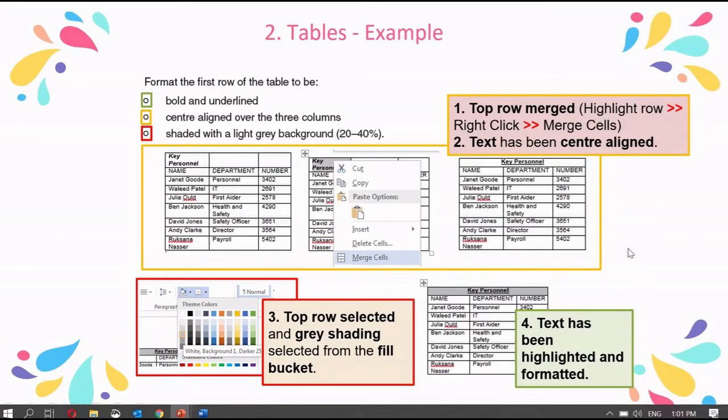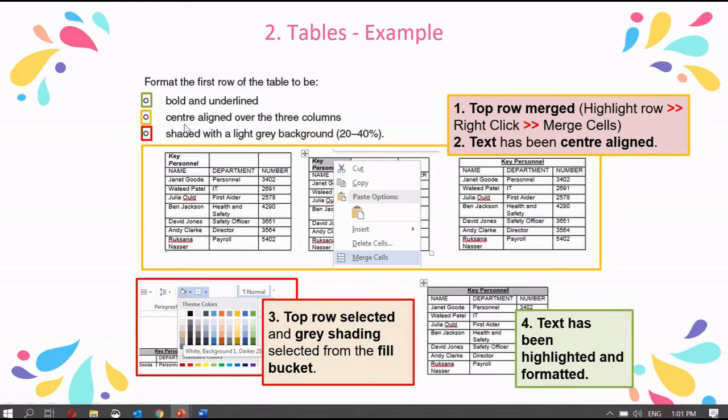We also looked at how to insert rows and how to delete the rows. So now we have an example of a sample question here. The question says, given a table, format the first row so that it is bold and underlined. That means in your first row, select all the text, make it bold and underlined. And you know how to do this already.